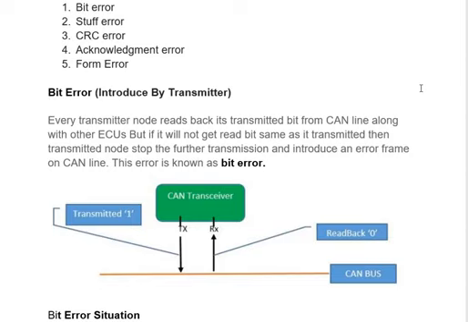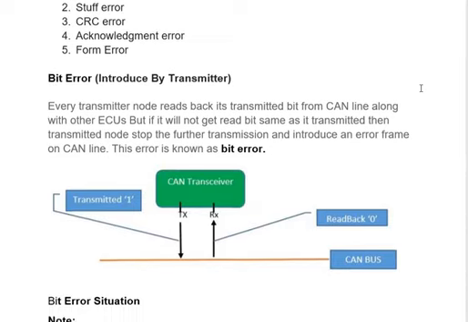Every transmitter node reads back its transmitted bit from the CAN line along with the other ECUs. If it does not read back the same bit as it transmitted, the transmitting node stops further transmission and introduces an error frame on the CAN line. This error is known as bit error.